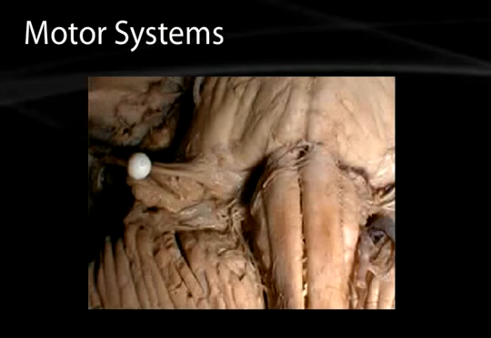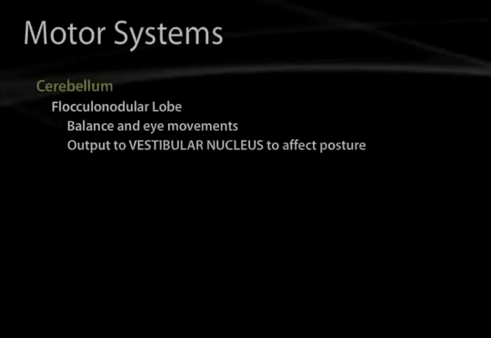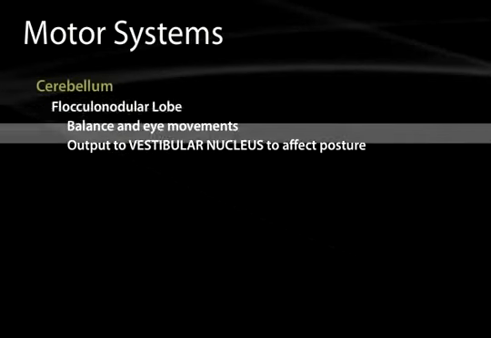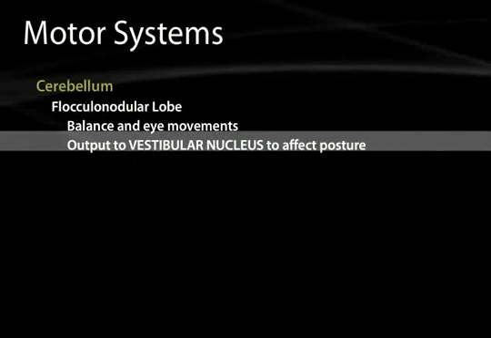This is also known as the vestibulocerebellum. It's very important in coordinating balance and making sure that your eye movements are coordinated with your vestibular inputs. So again, balance and eye movements are served by the flocculonodular lobe. Its output goes straight to the vestibular nucleus and then can send descending information to affect posture.